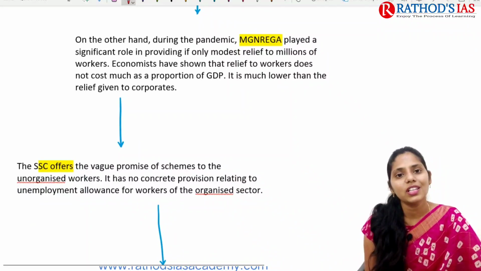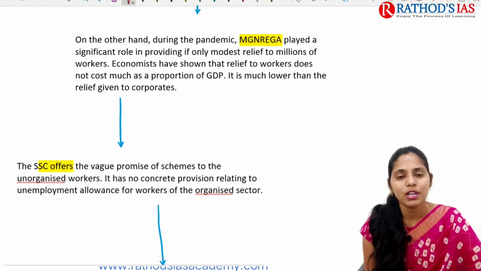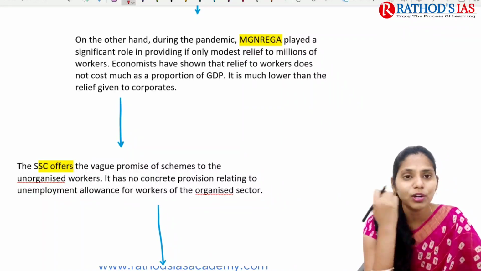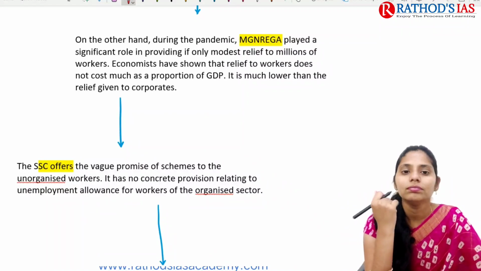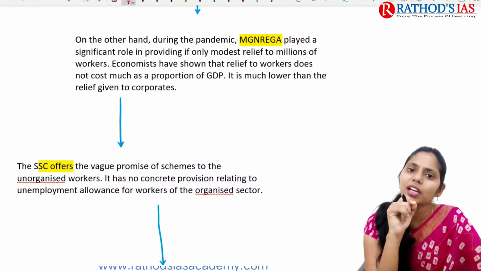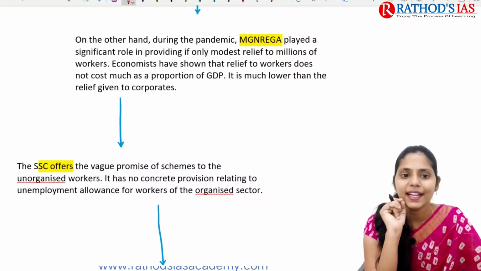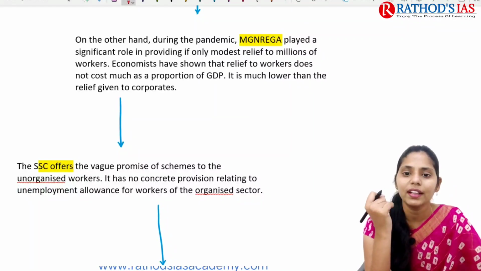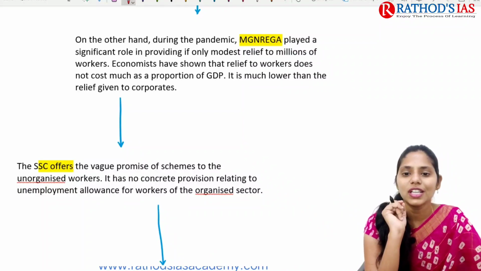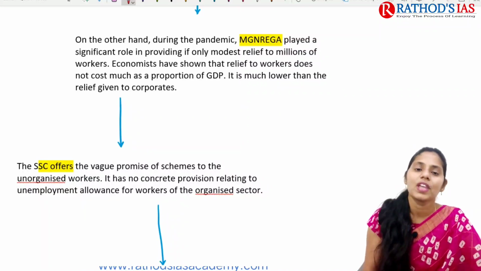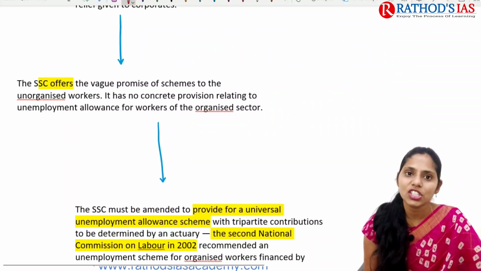And even in this COVID-19 period, there was one scheme in rural areas which focused on providing employment opportunities to rural people. That is MGNREGA, which stands for Mahatma Gandhi National Rural Employment Guarantee Act. This MGNREGA played an important role in providing relief to millions of workers. But one cause of concern is this year's budget, the budgetary allocation for this scheme is very, very low. And we also have the Staff Selection Commission.